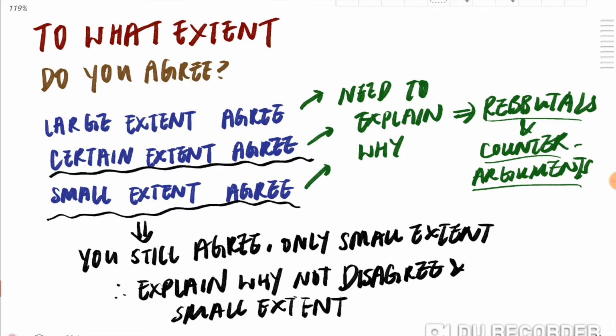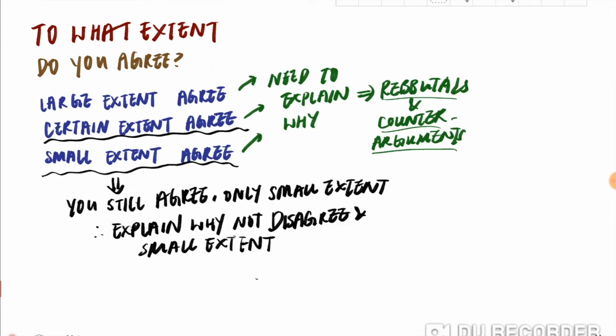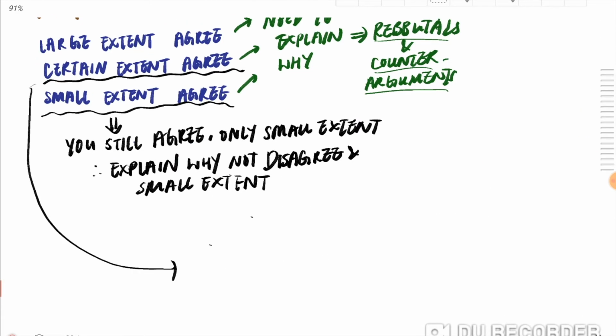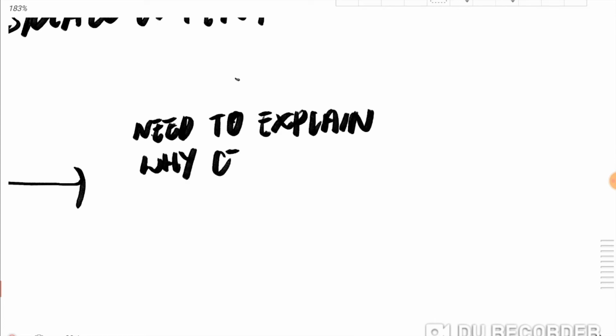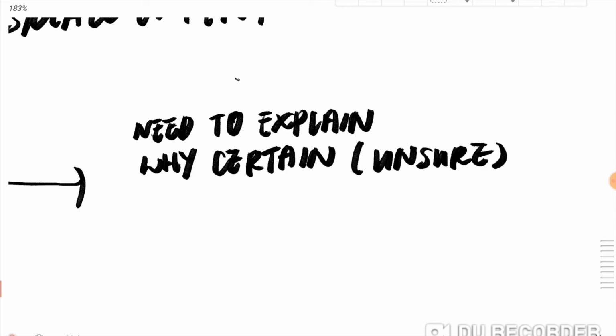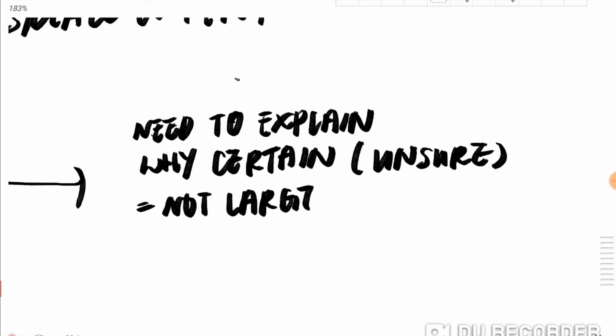So you will need to explain why you did not disagree, but only to a small extent agree, instead of certain or large. As for certain extent, if you choose this stance, you are generally telling the marker or the reader that you are not entirely sure. It is neither large nor small, and that's why you need to explain why, despite the arguments and counter arguments, you are going for the certain extent instead of a large or small.